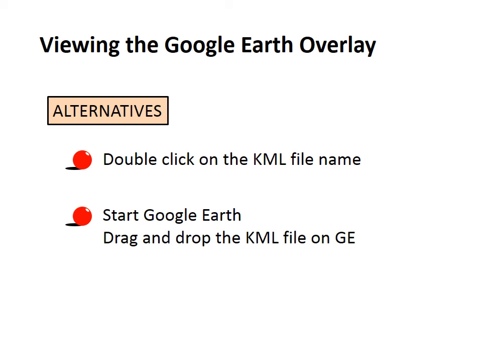There are 2 ways to place your overlay on top of Google Earth. You can double-click on the KML file link which GPS Visualizer has created. This will run Google Earth, and place your overlay in the appropriate location. The other way is to start up Google Earth. Then drag and drop your overlay file on top of Google Earth. Your overlay will be placed in the correct location.